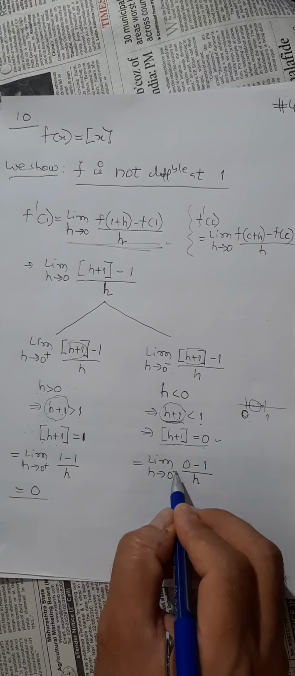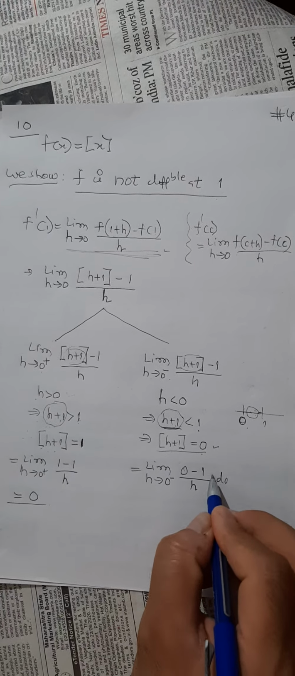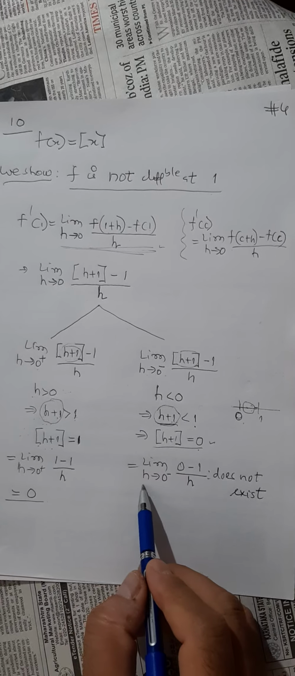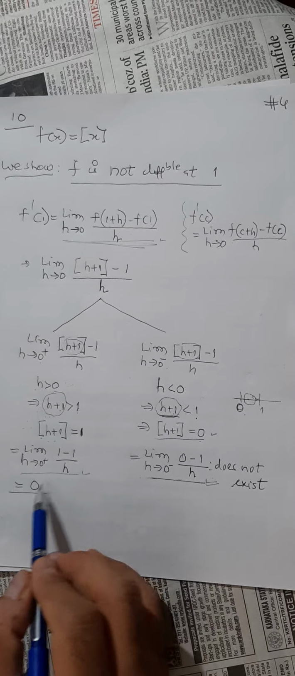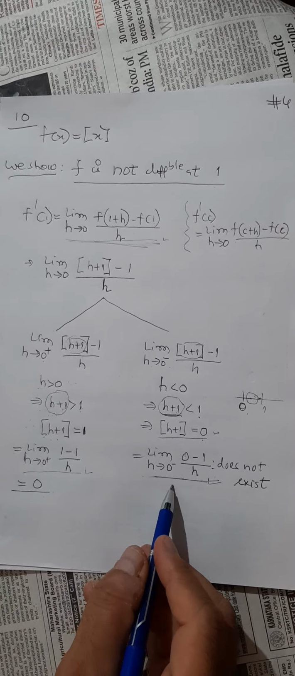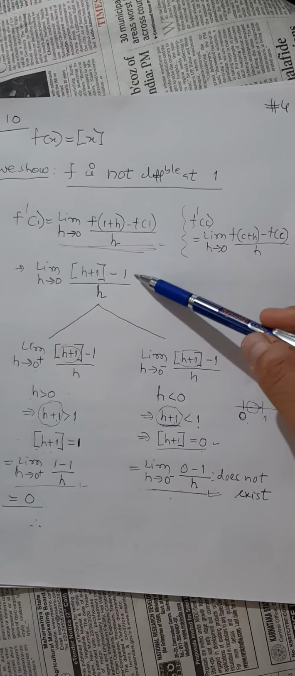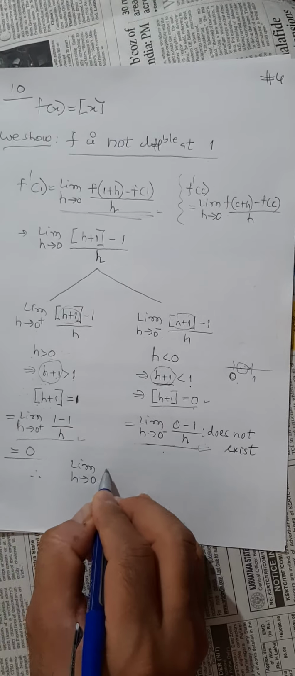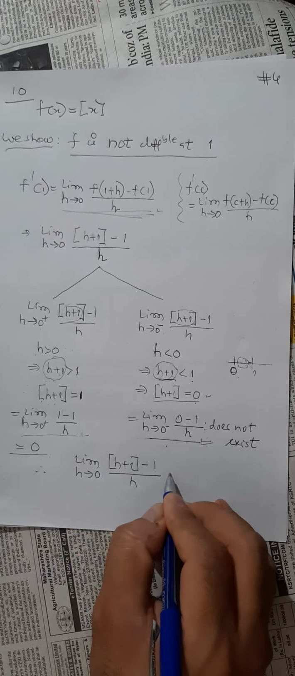Now as h tends to 0, this is undefined, so this limit does not exist. So LHS limit doesn't exist. Sorry, RHS limit, LHS limit doesn't exist. RHS limit is 0. These two are not equal. So therefore this limit doesn't exist. Limit h tends to 0, box of h plus 1 minus 1 upon h doesn't exist.